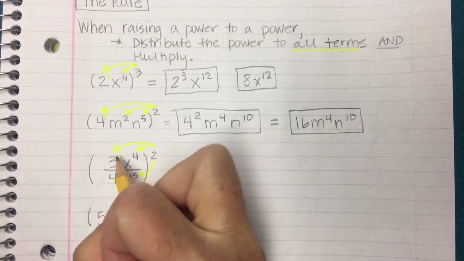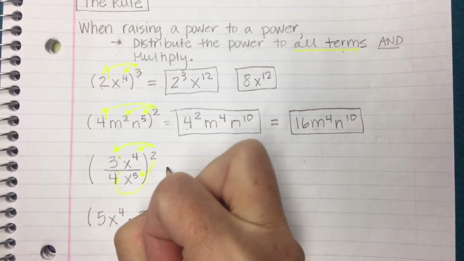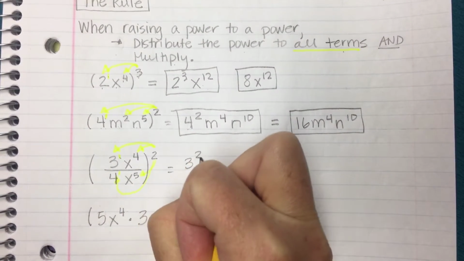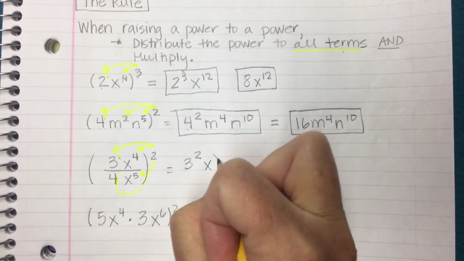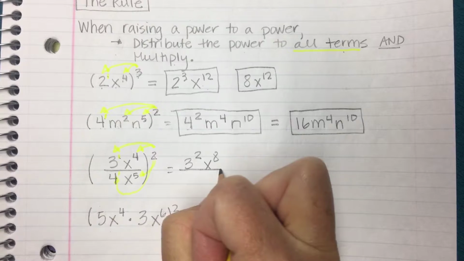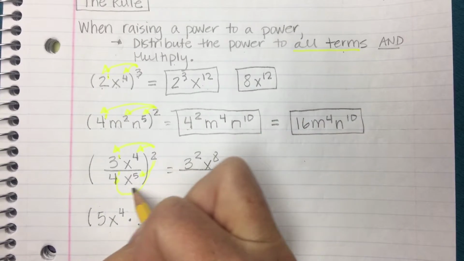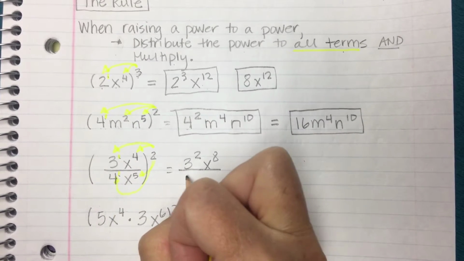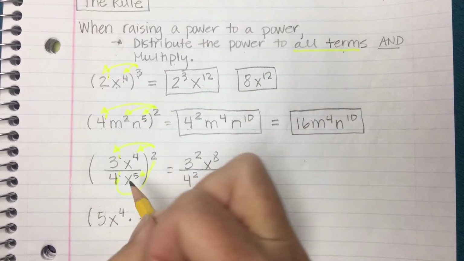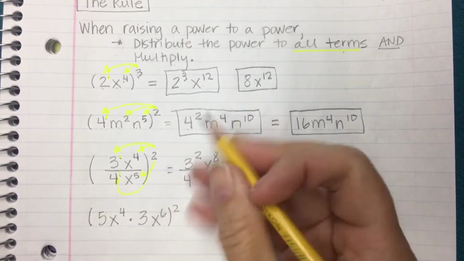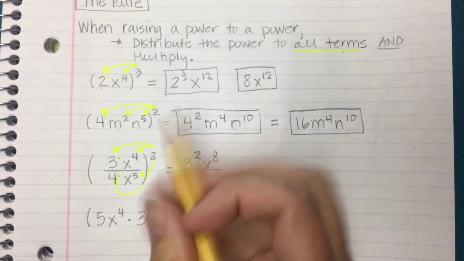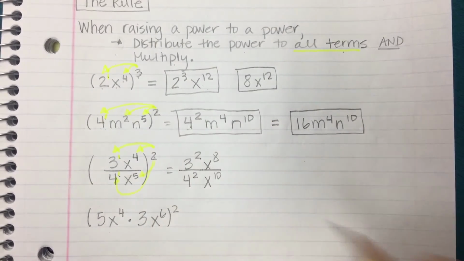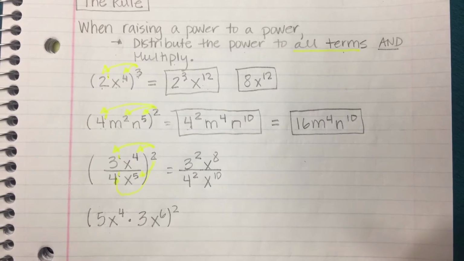So 2 times 1 is 2. So I have 3 to the second. Then 2 times 4 is 8. So x to the 8th. Keep my division sign. 2 times 1 is 2. So that's 4 to the second. And 2 times 5 is 10. So x to the 10th. Now I have distributed my 2, but this is not solved yet. So I still have some work to do.